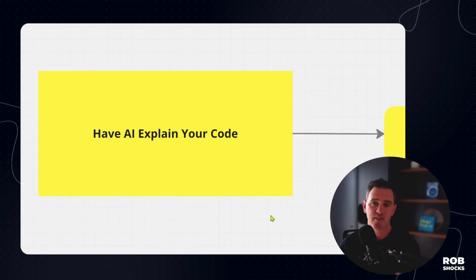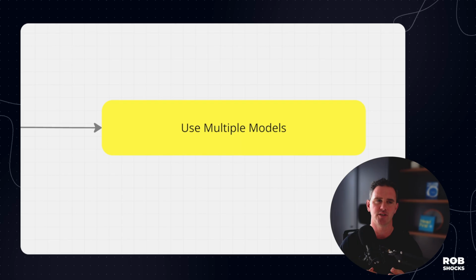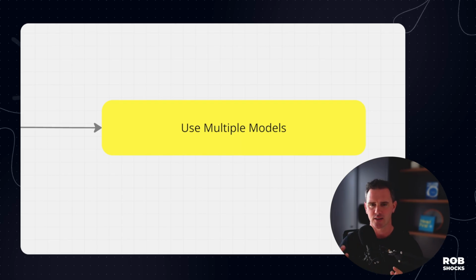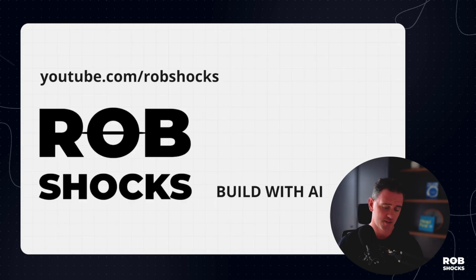So I would have AI explain your code and then also use multiple models. If you're having errors or if you need to troubleshoot and you're not getting the answers that you want, don't be afraid to take the error and paste it into a different model to see if it has a different training base or different perspective. So hopefully that was helpful.